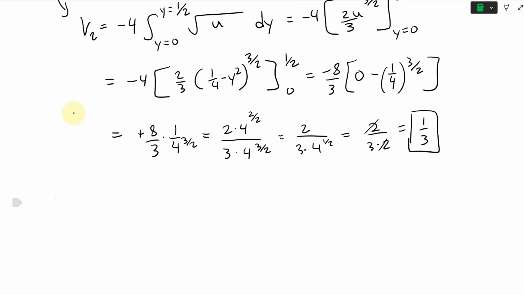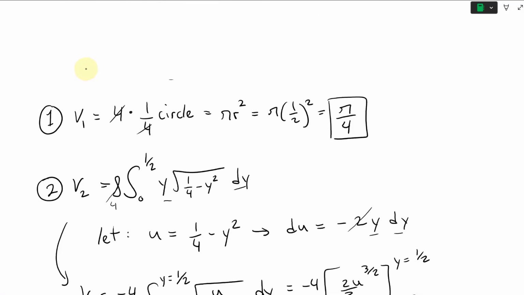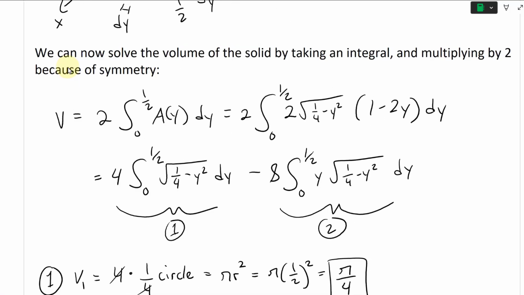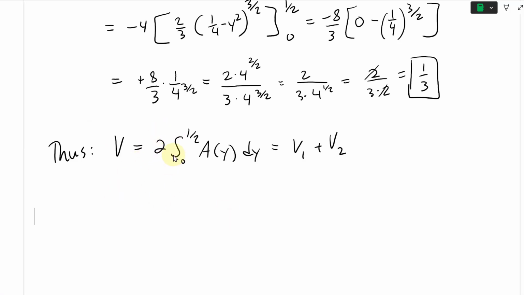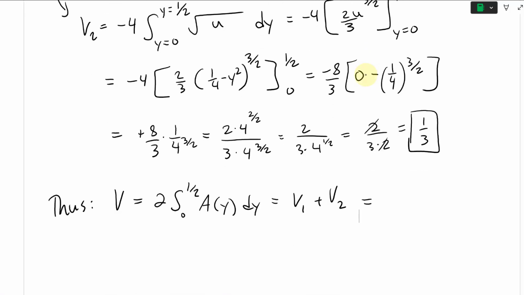Alright, so thus, what we have is volume equals V1 plus V2, and this equals 2 times the integral from 0 to 1/2 of the square root of a y dy. Let's rearrange our order. So 2 times the integral from 0 to 1/2 equals V1 plus V2, and this equals 2. So what is the first equation? Pi over 4. So pi over 4 minus 1 over 3. So this is our volume of the largest solid that has those 3 shadows.